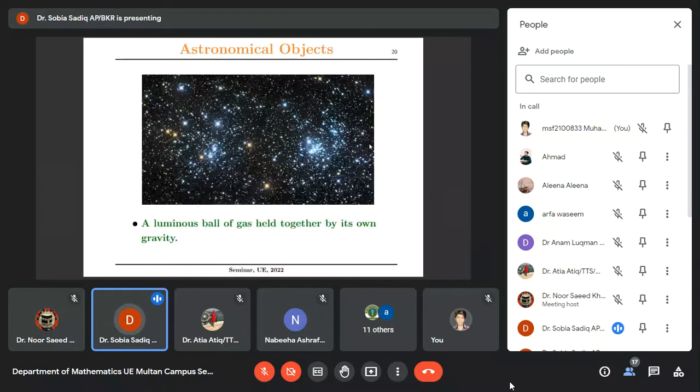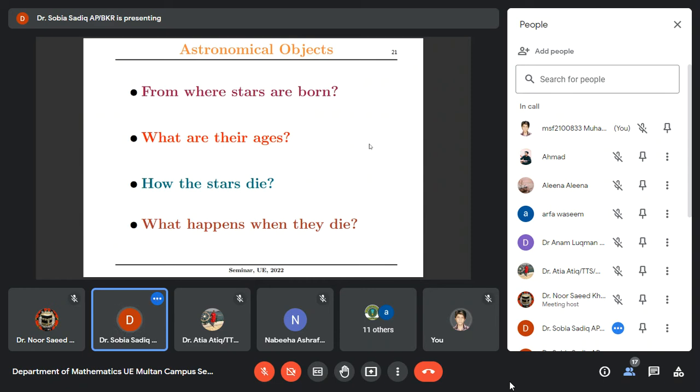Basically, stars are luminous balls of gas that are held together by their own gravity. There are some questions about stars that come to our mind: where the stars are born, what are their ages, how the stars die, and what happens when they die. We can find the answers to these questions by using relativistic astrophysics, which is basically the study of astrophysical phenomena within the framework of the general theory of relativity. So the general theory of relativity helps us to understand such phenomena.